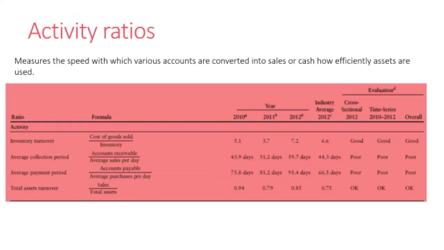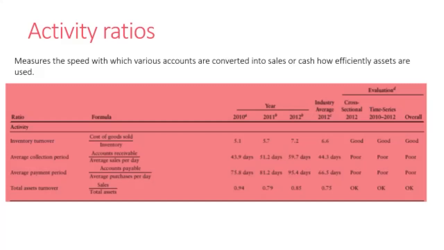Let's look at this and see how efficiently these assets are being used. So there are four ratios: inventory turnover, average collection period, average payment period, and total asset turnover, right? You can use any one or two. I would prefer you use two to measure the activity of this firm. And here's your formula for the inventory turnover.